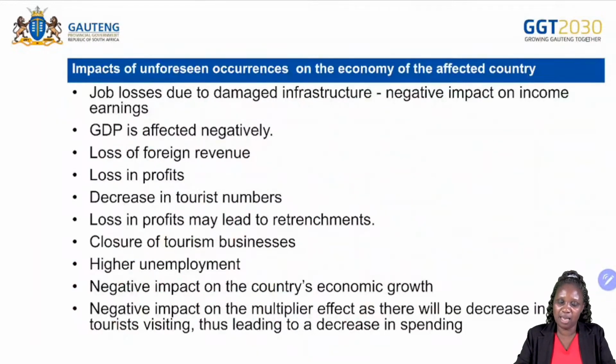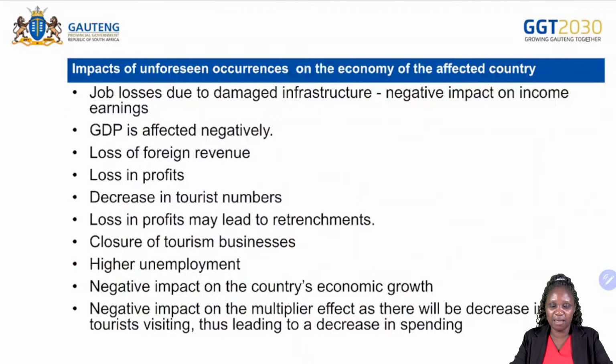Okay. And then let's look at impacts of unforeseen occurrences on the economy of the affected country. There will be job losses, okay? There will be job losses due to damaged infrastructure, negative impact on income earnings, all right? If there is a problem and the tourists are not visiting an area, there will be a problem economically, because the workers need to be paid. But what are they going to be paid with? Because the tourists are not reaching their destination.